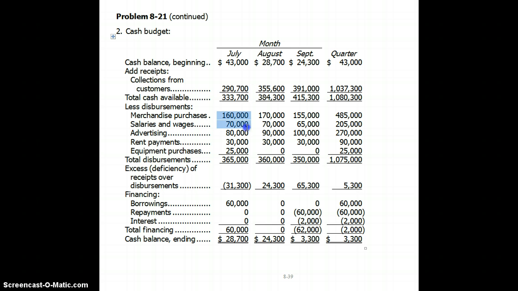And then pretty much the disbursements are as laid out in the problem. There's a schedule for July, August, September. So we do a couple tricks. One is that merchandise purchases. We make the purchase of merchandise in 1 month and then pay for it the next month. So in the month of July, we are actually going to pay for merchandise we purchased in June. So in the book, they tell us that merchandise purchases in June that were paid in July total $160,000.